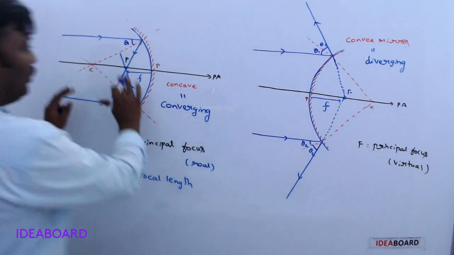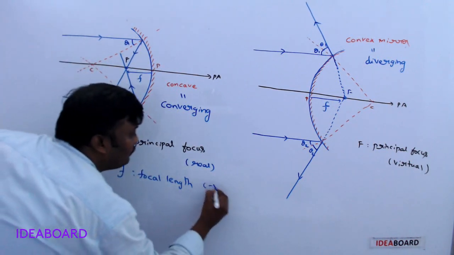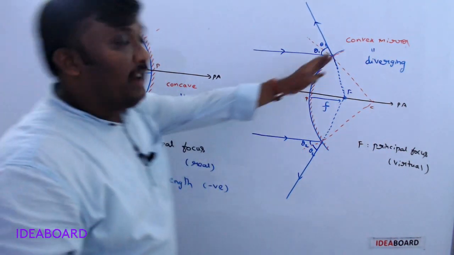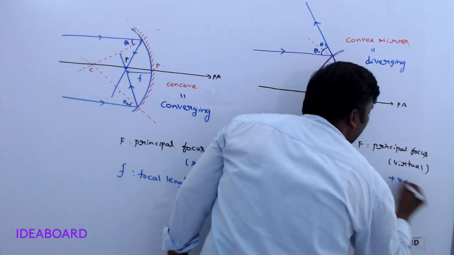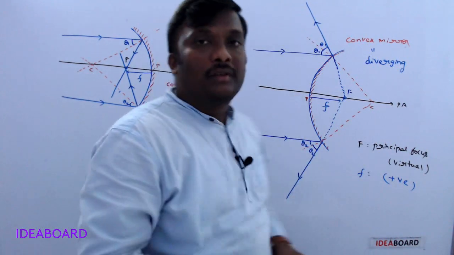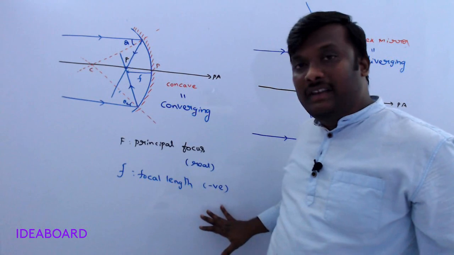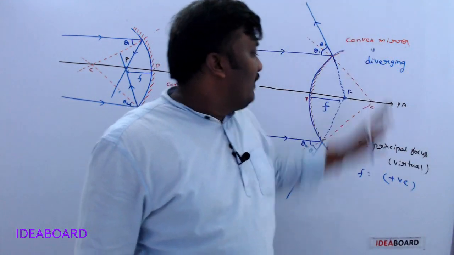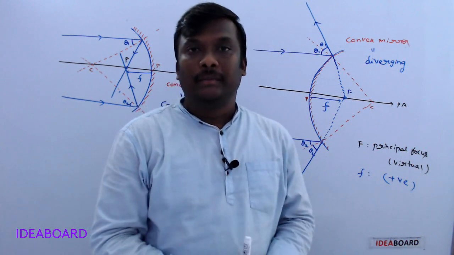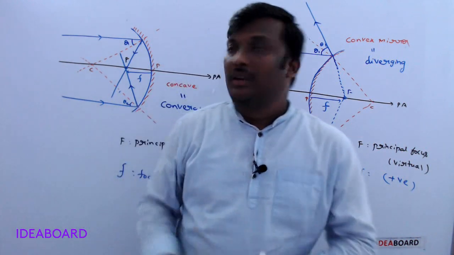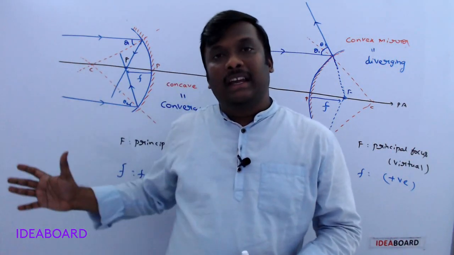Is it clear? So for a converging mirror, the focal length is negative. For a diverging mirror, the focal length is positive. Anywhere, if you use the concave mirror, then this focal length is always negative. If you use the convex mirror, then its focal length is always positive. Do you understand? So, in today's concept, we learned about spherical mirrors.